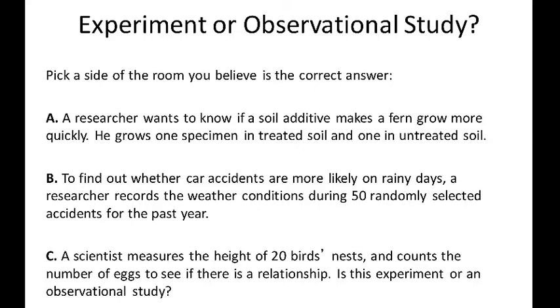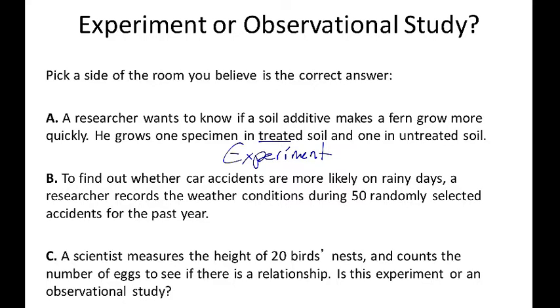A. A researcher wants to know whether a soil additive makes a fern grow more quickly. He grows one specimen in treated soil and one in untreated soil. That is an experiment. The researcher is actively changing something, so it's not just sitting back and waiting. You're contributing something, especially if you use the word treated. That's a pretty good indicator.